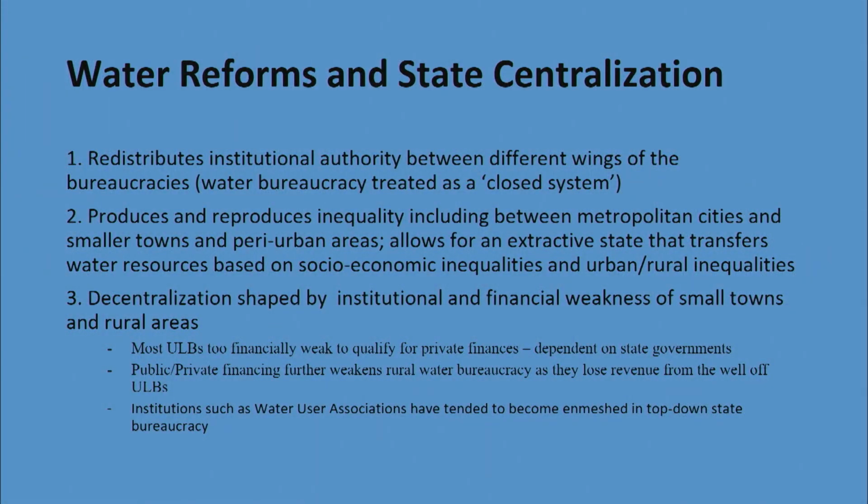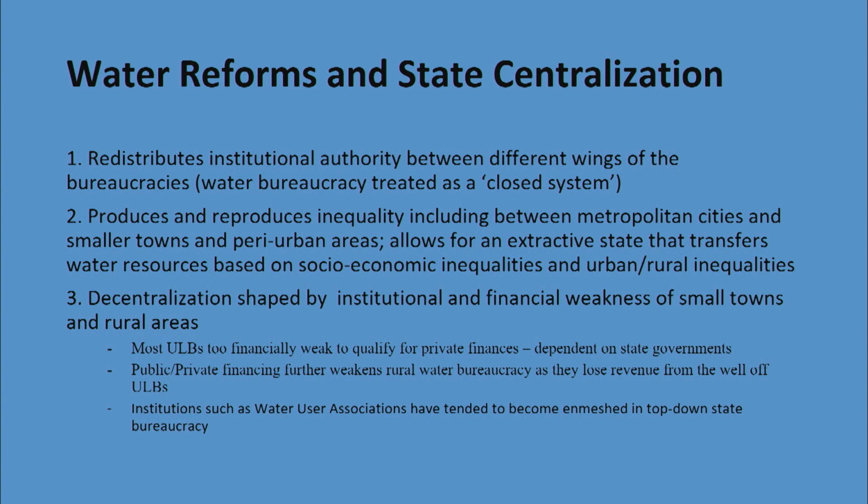Secondly, institutional authority actually just simply moves around. As we'll see in a second, in the contemporary period, it tends to move away from the rural bureaucracy to the metropolitan city authority, which also has consequences for how we think about inequality.